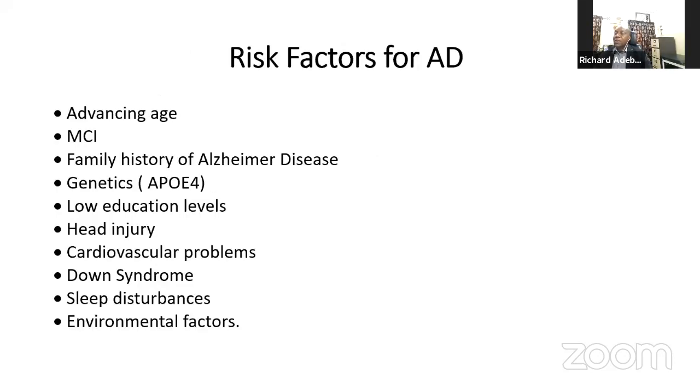Let's talk about risk factors for Alzheimer's disease. Advancing age, as I talked about earlier. So those 60, 65, lucky enough to live up to 70, 85, the older you get, the more the risk, the chances are high. People also have a mild cognitive impairment. We'll talk about that very soon. It can be a risk factor of Alzheimer's disease later on. Of course, family history of Alzheimer's disease, genetic issues like ApoE4, low education levels, head injury, cardiovascular problems. Yes, cardiovascular problems can also be a risk factor. Down syndrome, as I mentioned earlier, sleep disturbances.